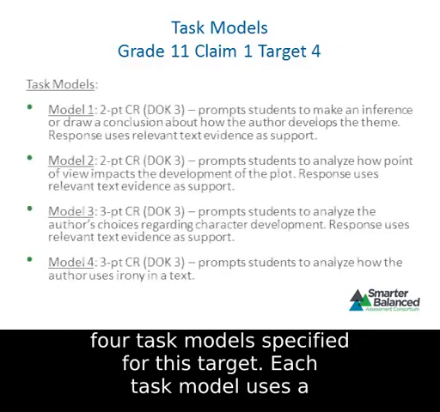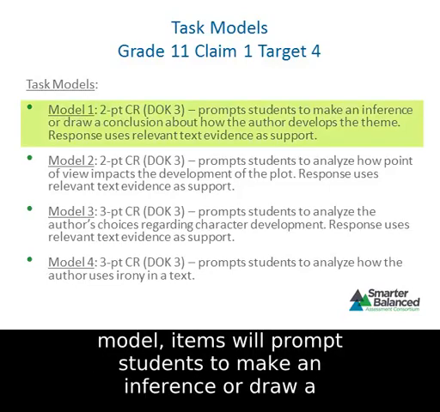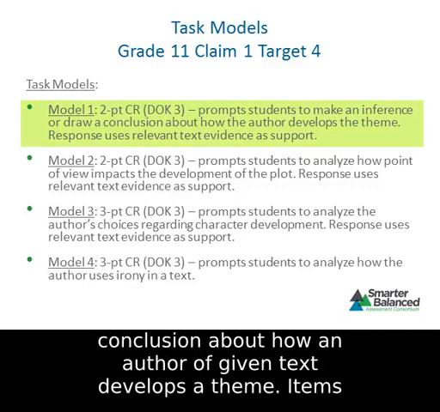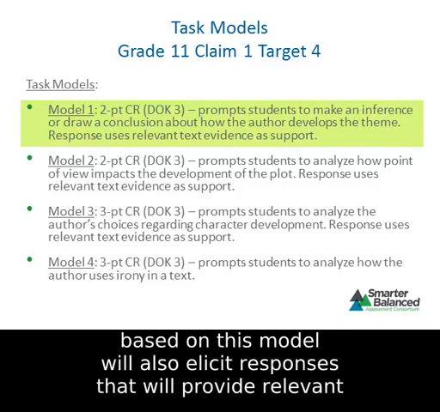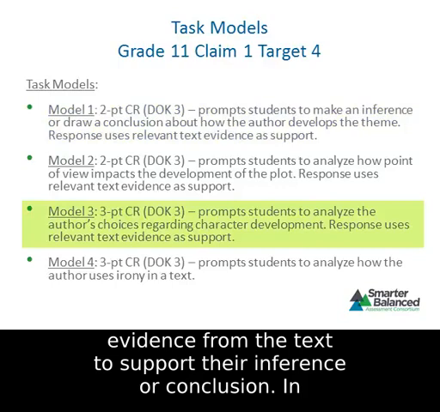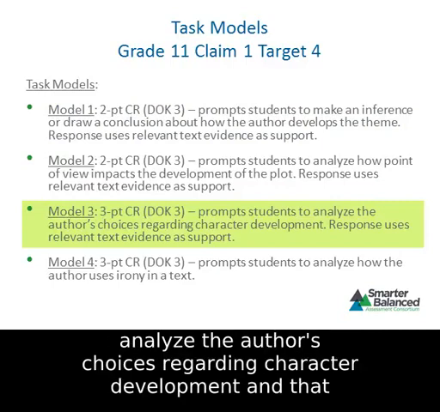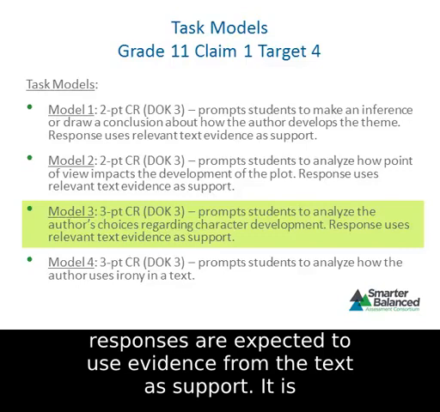There are 4 task models specified for this target. Each task model uses a constructed response to elicit evidence from students. For the first task model, items will prompt students to make an inference or draw a conclusion about how the author of a given text develops a theme. Items based on this model will also elicit responses that provide relevant evidence from the text to support their inference or conclusion. In contrast, Task Model 3 specifies that items should prompt students to analyze the author's choices regarding character development and that responses are expected to use evidence from the text as support.